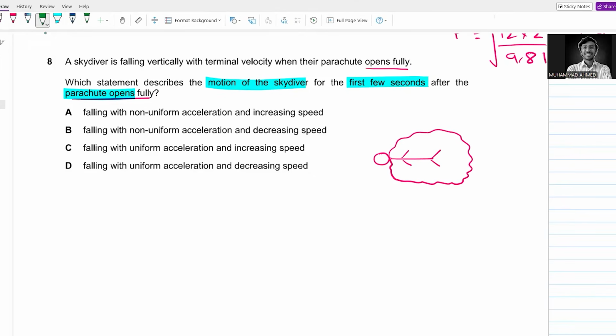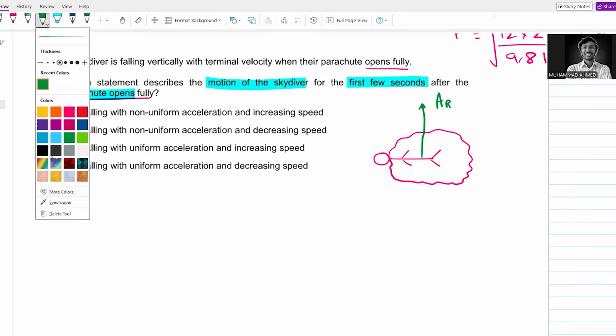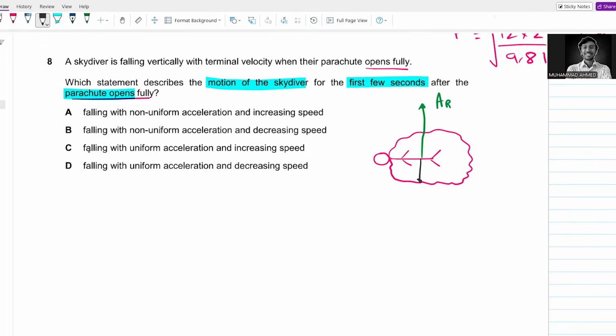As the parachute opens, what will happen? The upward force of air resistance will become greater than the downward force of weight. Air resistance की force will be greater than the downward force of weight. Hence, if your air resistance becomes greater as the parachute opens, what will happen? Your speed will decrease. Why? Because the air resistance becomes much greater as the parachute opens. So both the options of increasing speed will get cancelled out.